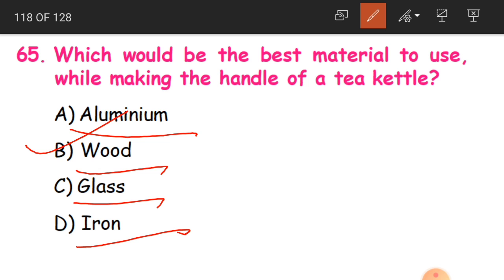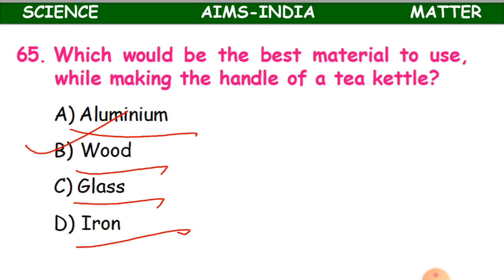So you can see children, for tea kettles, for some pans and all that, there will be a wood handle, so that you can just catch hold of that handle and you can operate, that is do your cooking work or remove that from the stove. Okay, so if wood is there, it is going to protect you from the heat. So that is why that will be the best material.